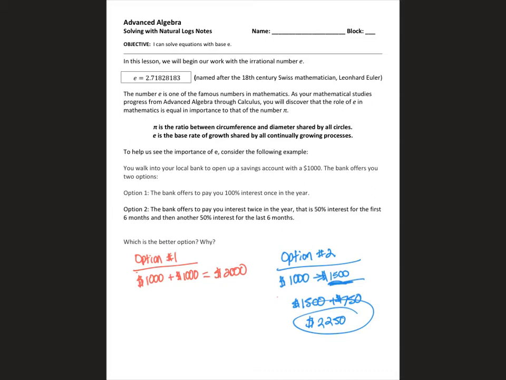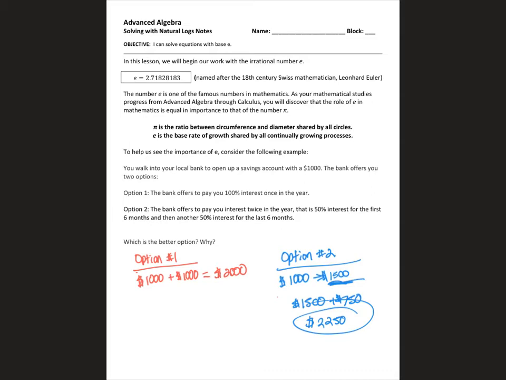Now, how does this relate to the importance of e? Well, looking back at this example, you saw that option two gives us more money because we reinvested halfway through it. So now the question becomes, would we get even more money if we were able to reinvest multiple times throughout the year? Maybe every month, maybe every day. And that's how compounded interest comes into play in terms of finances.